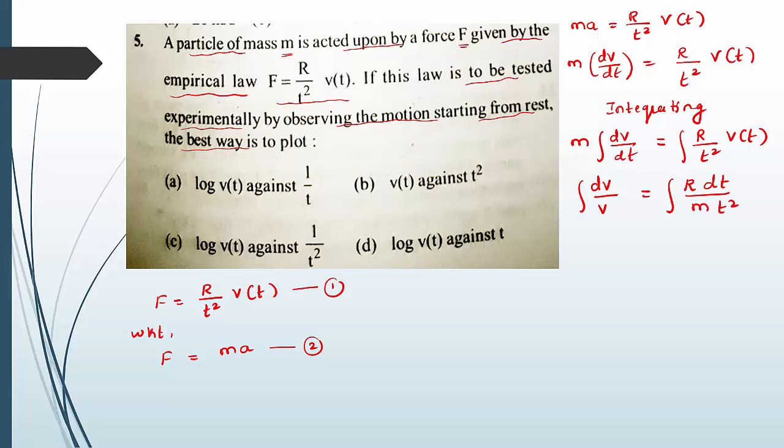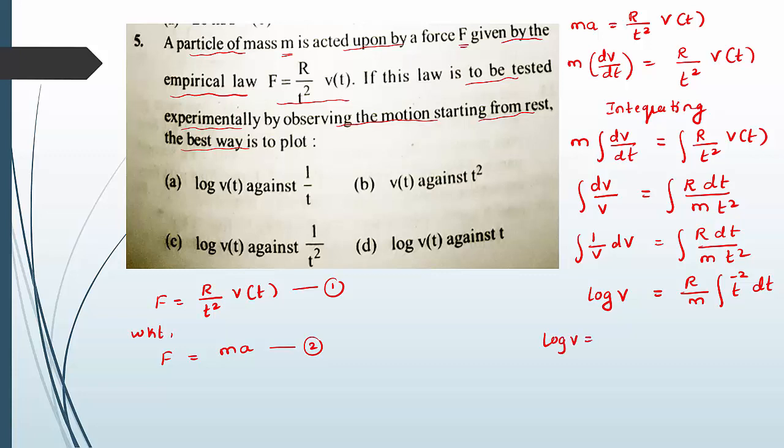I wrote it in this form because you can observe the LHS is of the form 1 by V into dV. We have the standard formula: integration of 1 by x into dx is equal to log x. That equation we can utilize here. For that reason I wrote dV by V. So from the LHS side, after integrating, we got log V is equal to R divided by m, which is constant, take outside. The remaining is what? T raised to minus 2 into dt.